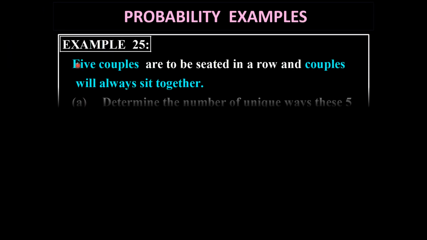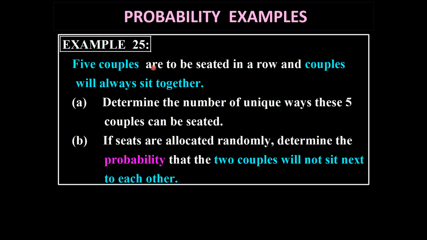Let's do one more question here. We have 5 couples who are seated together in a row, and the couples always want to sit next to each other. Let's say it's husband and wife, they always want to sit next to each other. How many people are there all together? A couple is 2, so there are 10. Determine the number of unique ways that these 5 couples can be arranged.